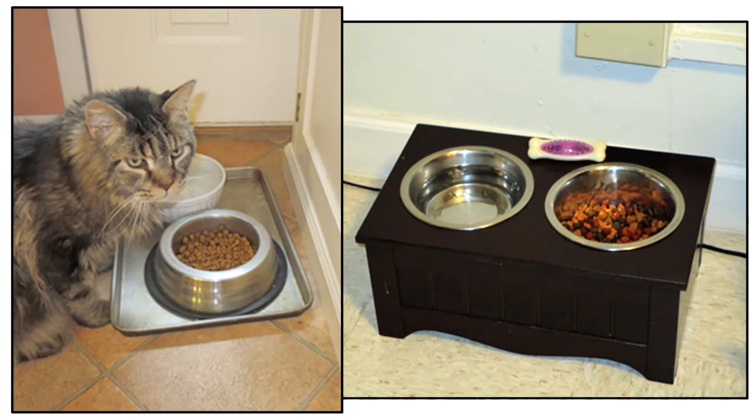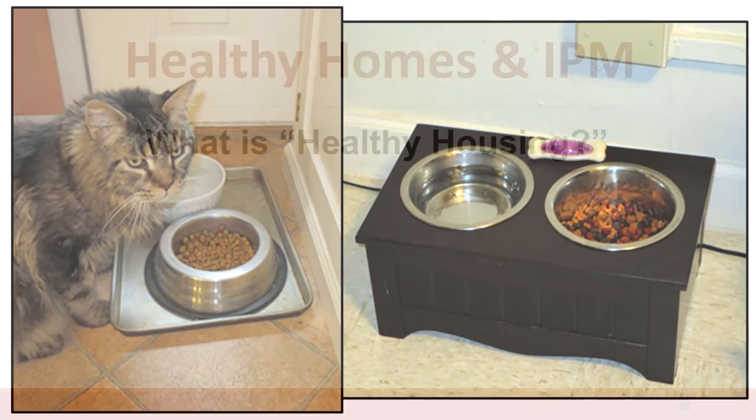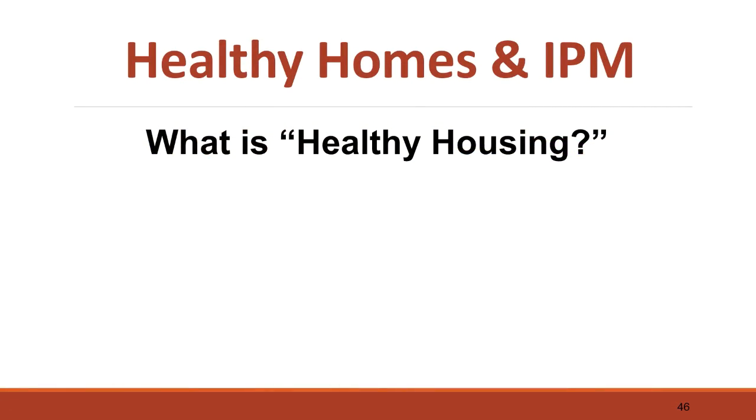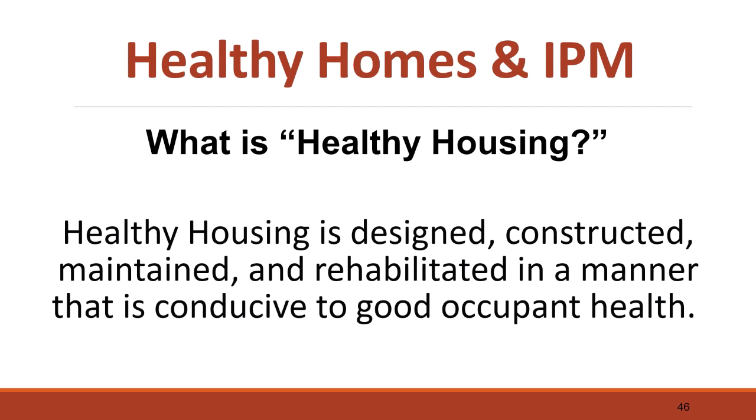We hope that these practical examples of IPM principles have been helpful. Now let's think about the intersection of healthy homes and IPM. The concepts of healthy housing and IPM are joined at the hip. Although there is no statutory definition of a healthy home, here is the one that the National Center for Healthy Housing uses. Healthy housing is designed, constructed, maintained, and rehabilitated in a manner that is conducive to good occupant health.